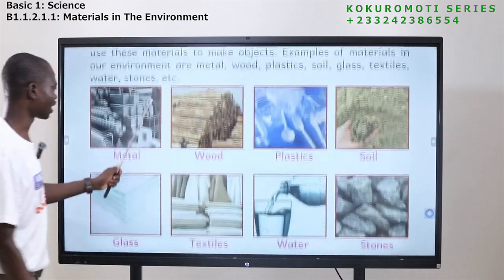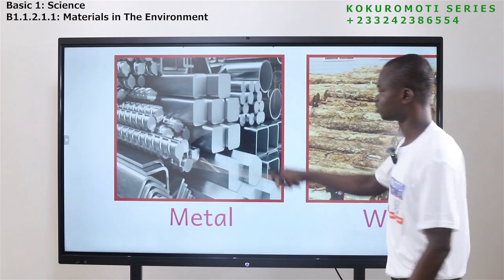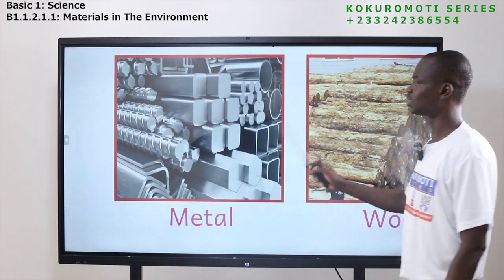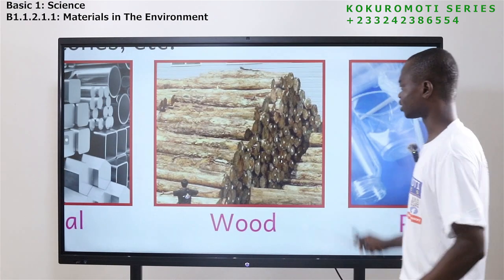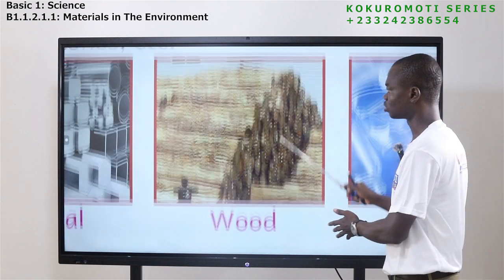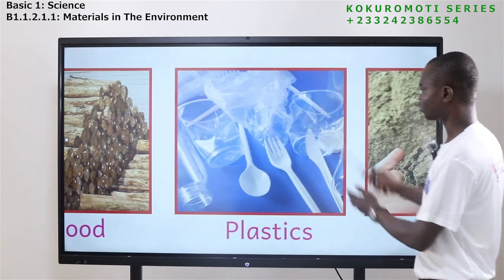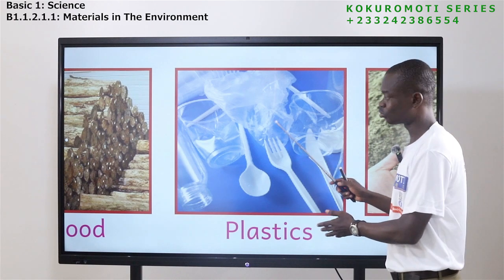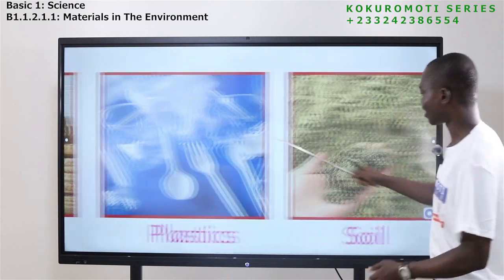Okay, so now let's look at examples. This is a metal for you. This is how metal looks like. This is a material. It is used to do so many things. This is wood. This is how wood also looks like. We get them from trees and plants. Now, this is how plastic looks like. This is plastic. We have soil.